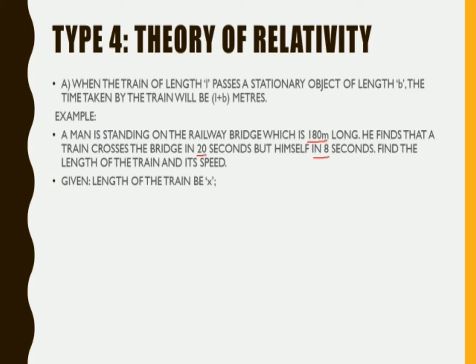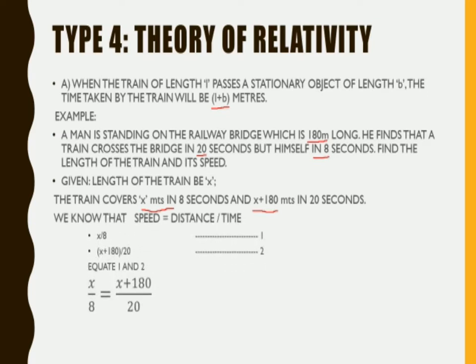So start by assuming the length of the train as x, and the train covers x meters in 8 seconds. That is, the train crosses the man in 8 seconds, and it crosses the bridge, that is x plus 180 meters, in 20 seconds. We have applied our formula because the bridge is a stationary object, so the distance covered by the train for crossing the bridge will be x plus 180 meters.